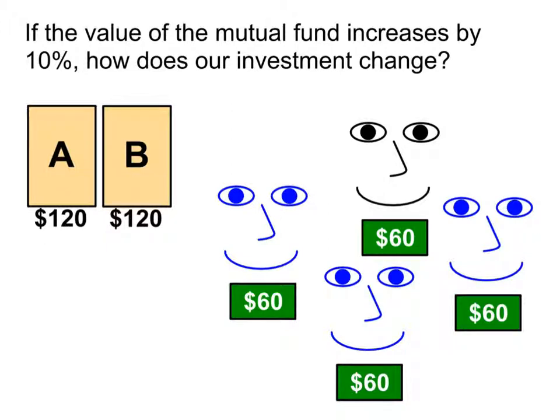Now, we're at this point where we all have $60 in it. The total fund is worth $240. If it did go up by 10% now, how much would our investment change? So, if I want to know the value of the mutual fund increase, I need to start by knowing what my mutual fund is currently worth. So it's currently worth 240. How do I figure out 10% of 240?